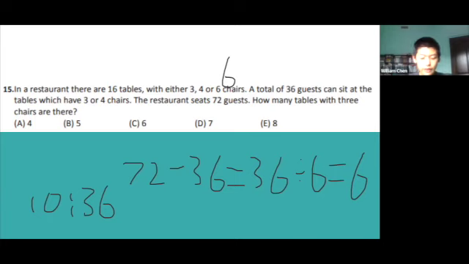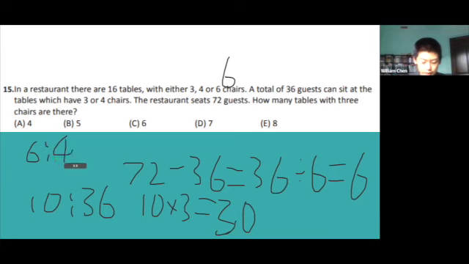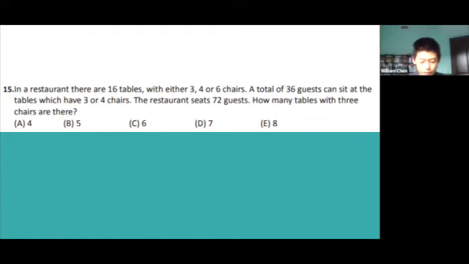We know that if all of the tables have 3 chairs, there are 10 times 3 equals 30 seats. We need 6 more chairs. So we add a chair to 6 of these tables, meaning there are 6 tables with 4 seats and 4 tables with 3 seats. Therefore, the answer is A, 4.